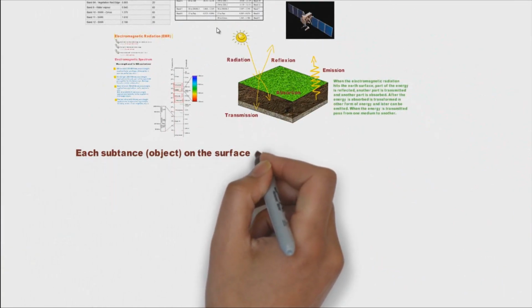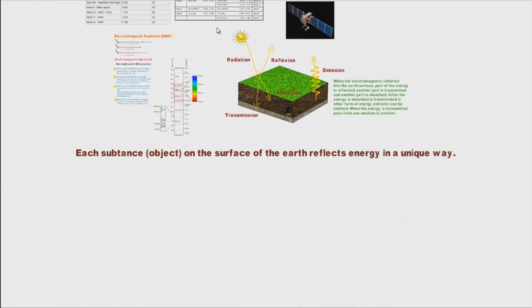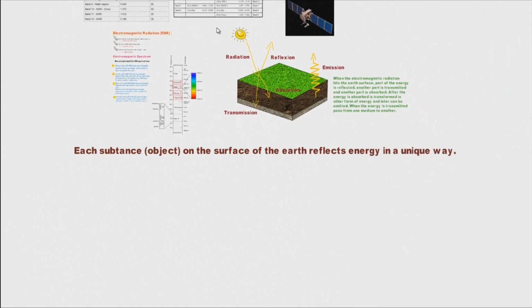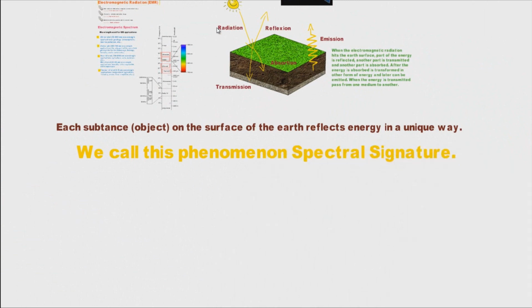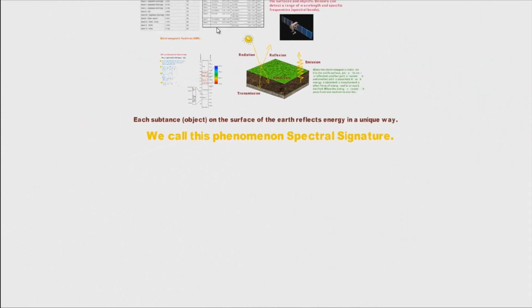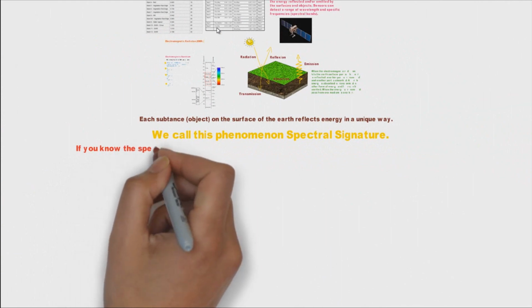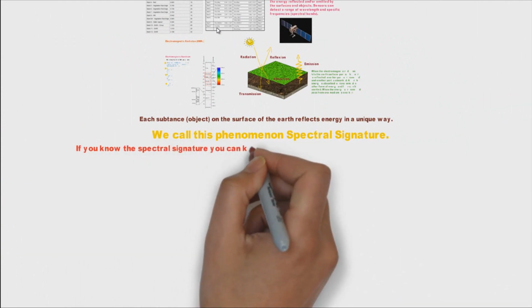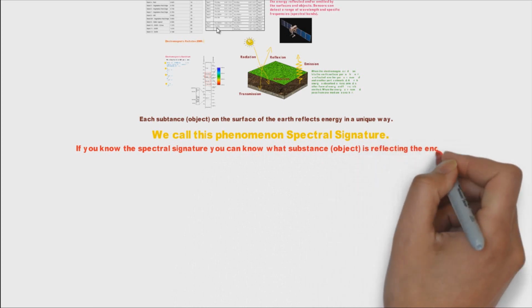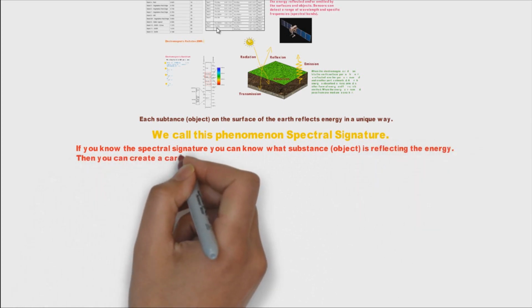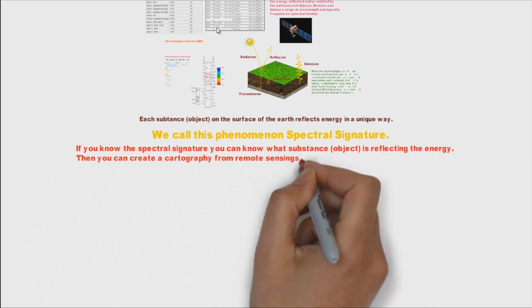Each substance or object on the surface of the Earth reflects energy in a unique way. We can call this phenomenon a spectral signature. Then, if you know the spectral signatures, you can know what substance or object is reflecting the energy. Then you can create cartography from remote sensing.